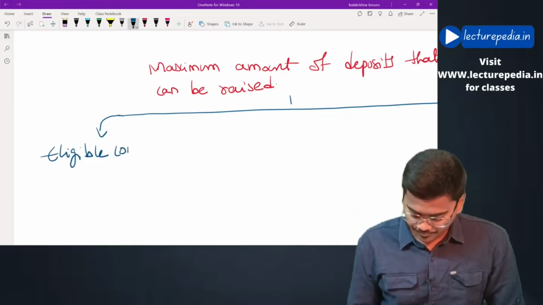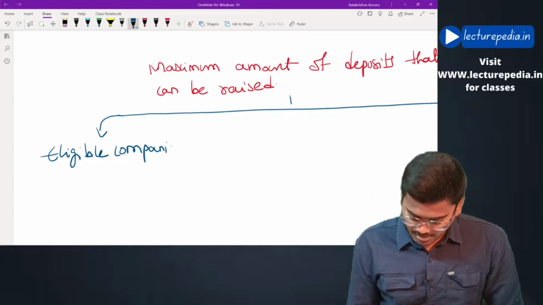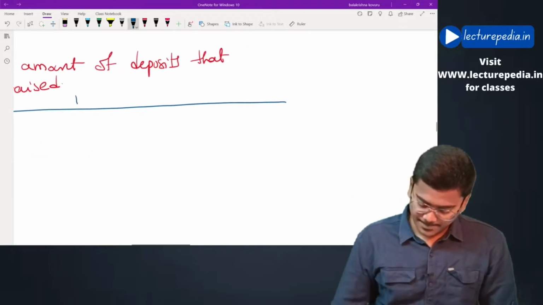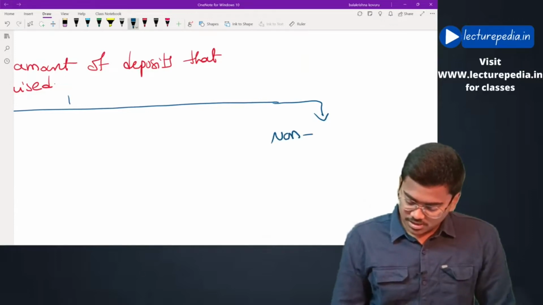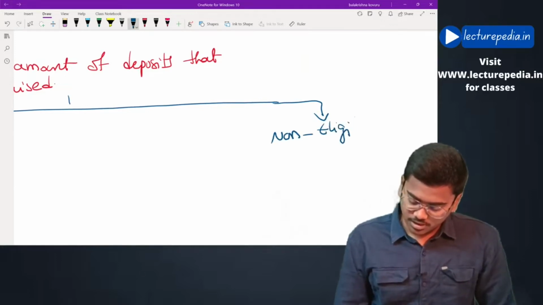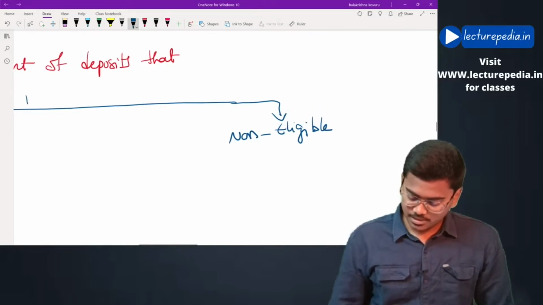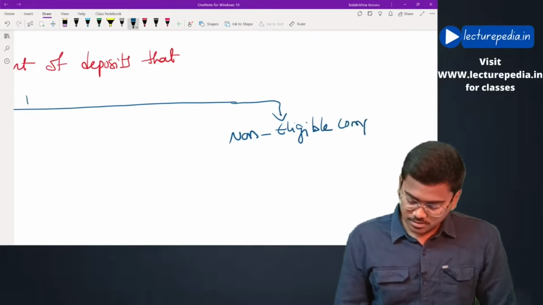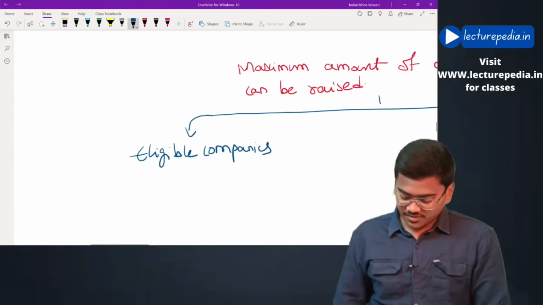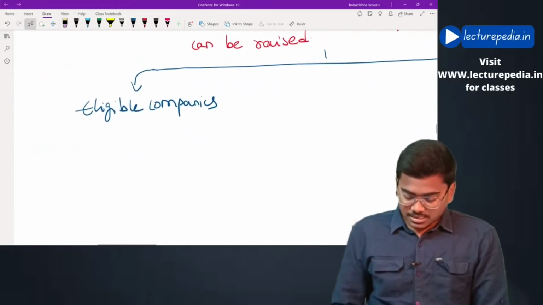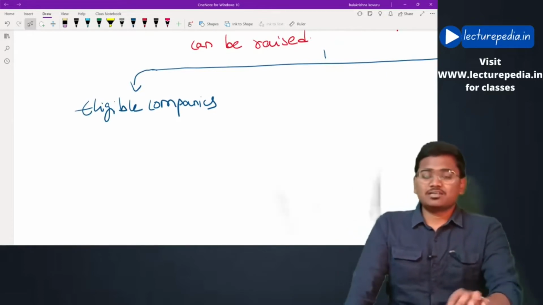Eligible companies and in case of non-eligible companies. First of all, let us see for eligible companies. In case of eligible companies, there is a further classification.